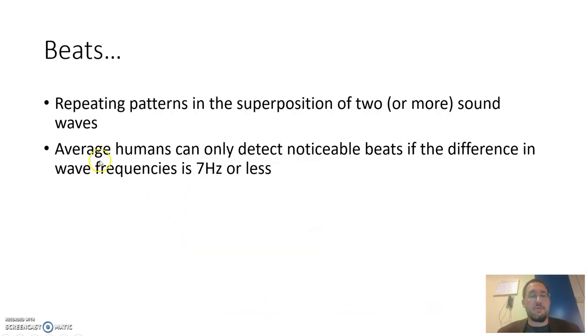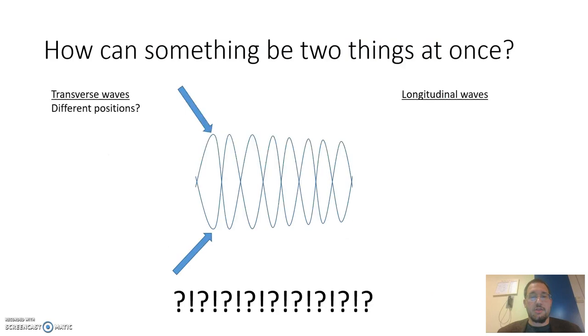Okay, so beats are repeating patterns in the superposition of two or more sound waves. Most of the time, humans can only detect noticeable beats if there's a difference in wave frequencies of 7 hertz or less. So, once again, the superposition is the combination of these two waves. So this right here, our first example, would end up being a perfectly destructive interference pattern. Okay, so that would mean that it would completely cancel out to nothing.